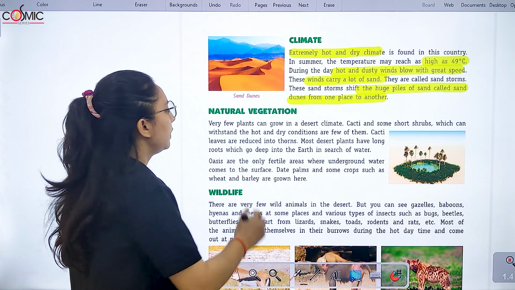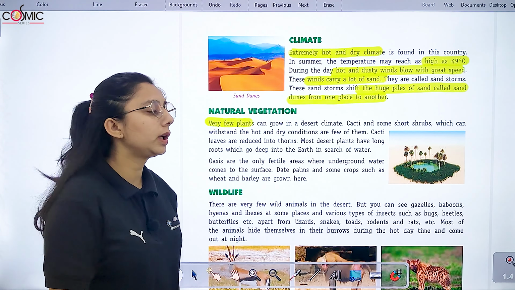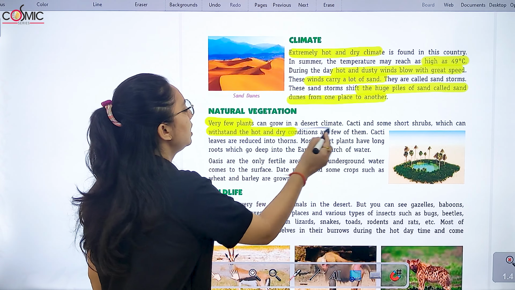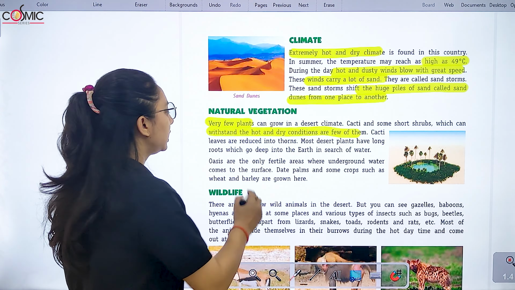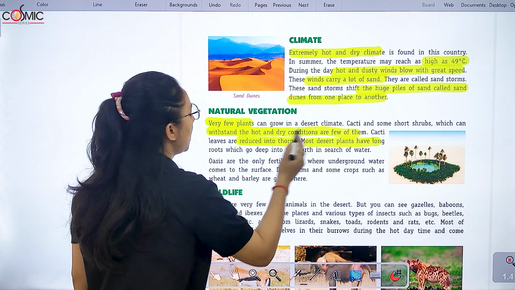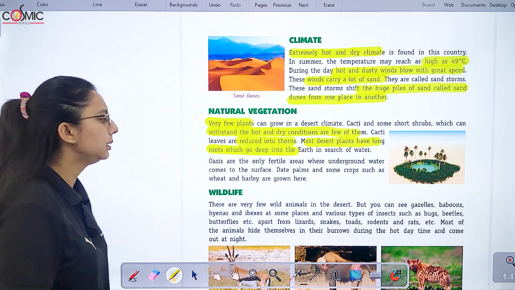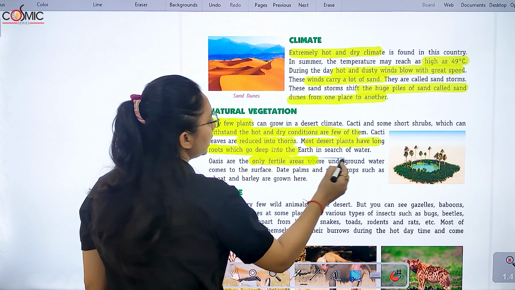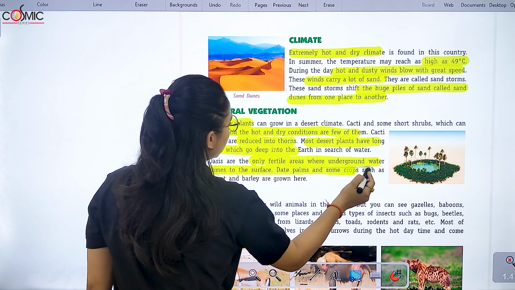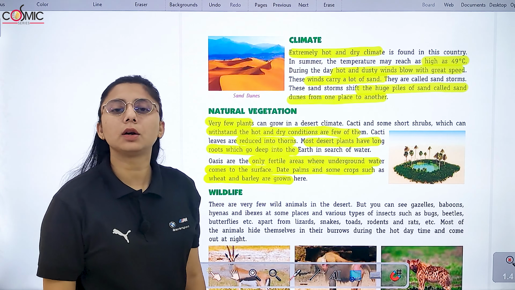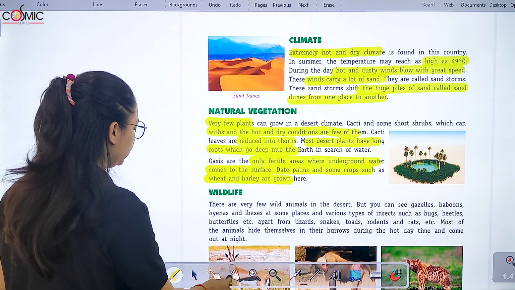Now natural vegetation. Very few plants can grow in desert. आपको cacti या फिर जो short shrubs होते हैं वो देखने को मिलेंगे, which can withstand the hot and dry condition, and cacti leaves are reduced to thorns. And most desert plants have long roots, जो जाती हैं deep into the earth, right? Now oases, they are the only fertile area where underground water comes to the surface.